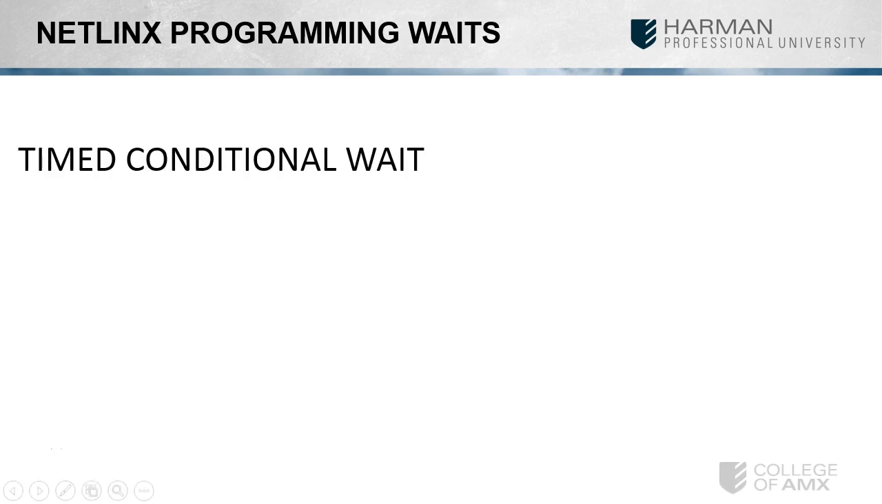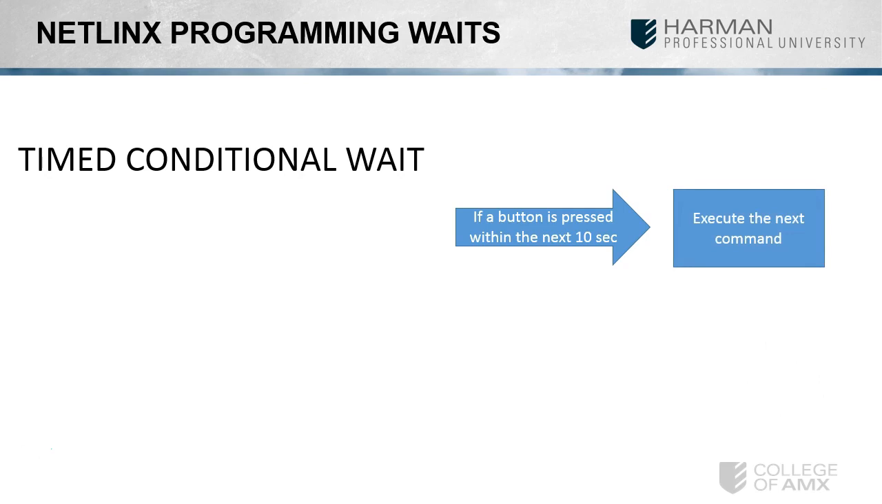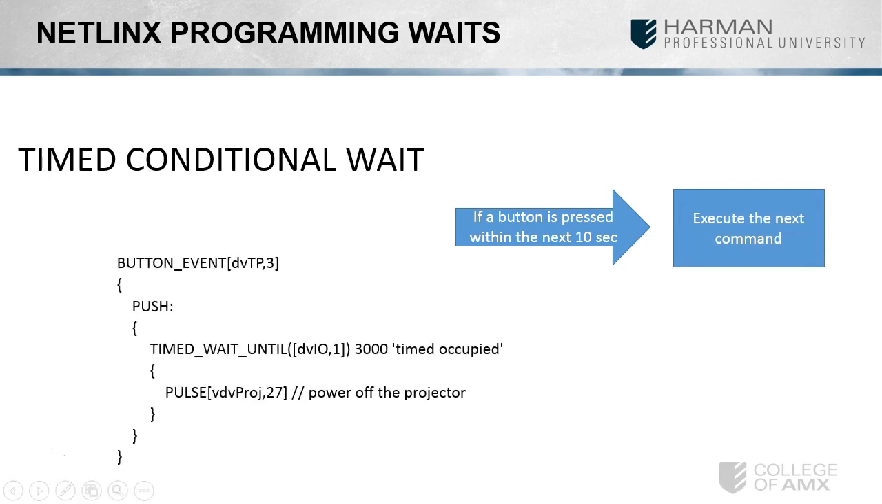A timed conditional wait is like a conditional wait in the way that it is looking for a certain condition to be present, but it does include a timeout feature. If the condition is not met and the time runs out, the code will not execute. The timeout feature allows for the wait to be destroyed after the timeout elapses.